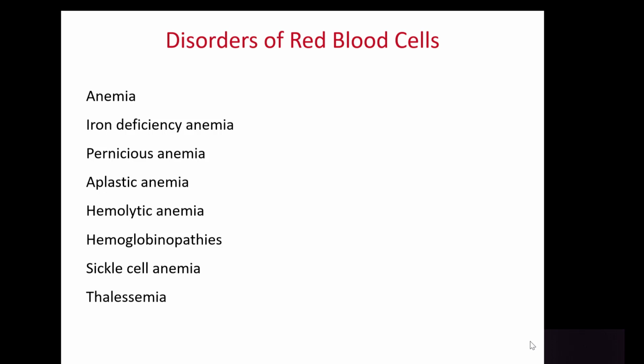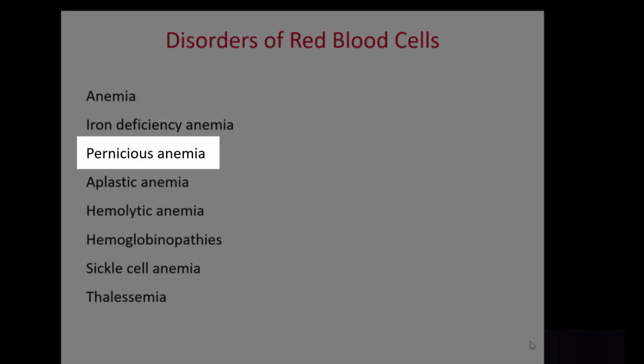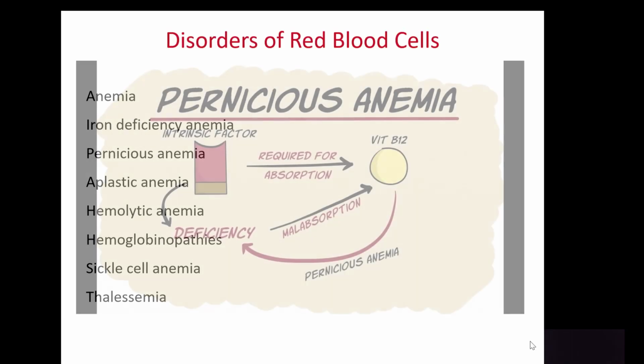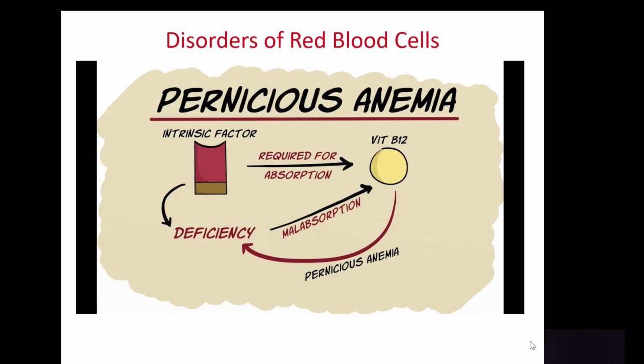Pernicious anemia is thought to be an autoimmune disease that causes the lining of the stomach to stop secreting something called intrinsic factor. Intrinsic factor is necessary for the absorption of vitamin B12.